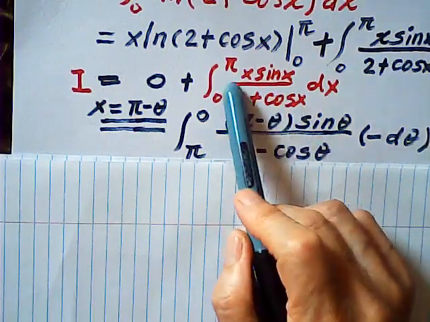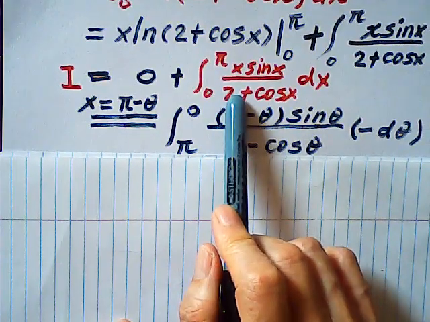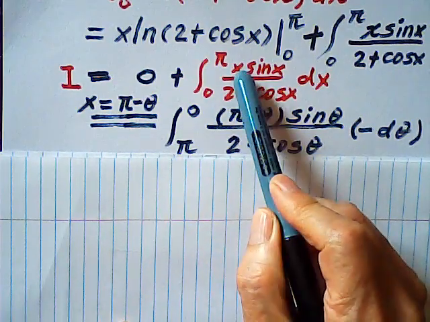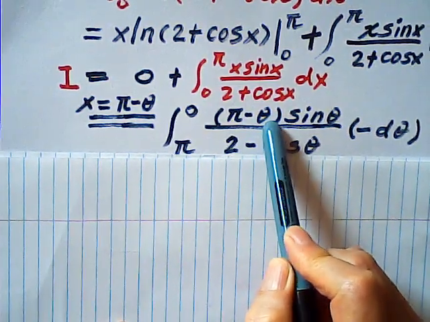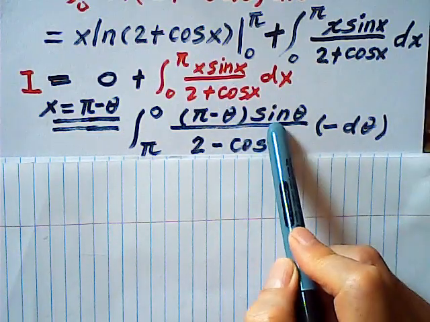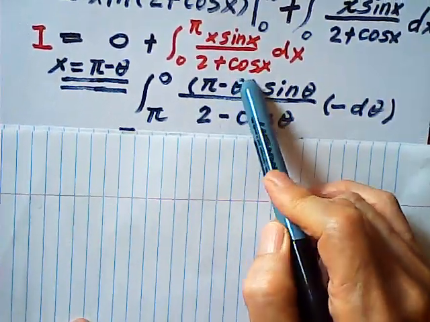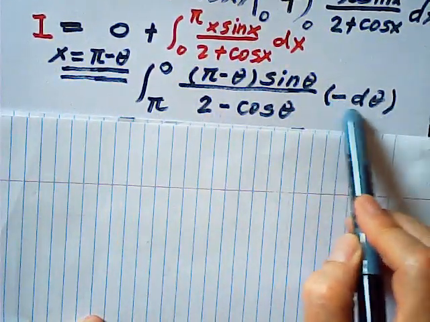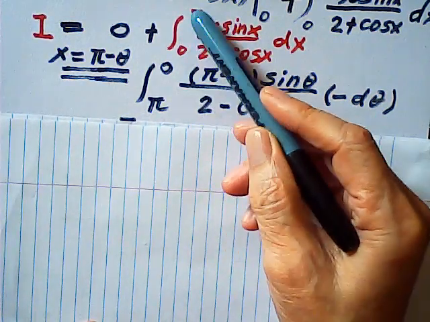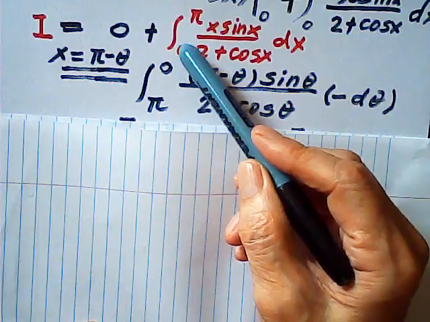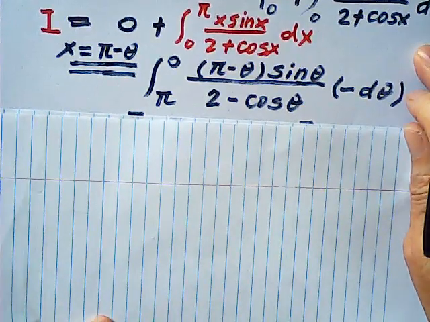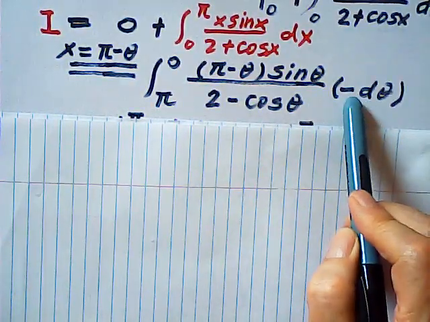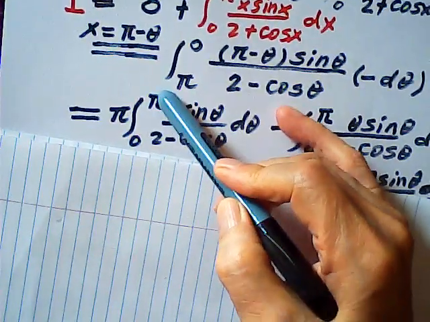Now, to do this integral, I use a substitution. Let x be pi minus theta. Therefore, x is pi minus theta. Sine of pi minus theta is sine theta, and the cosine of pi minus theta is negative cosine theta. And dx is negative d theta. The boundary then changes. Instead of from 0 to pi, it becomes pi to 0, and I use this negative to switch the boundary. So this negative is gone, it becomes 0 to pi.